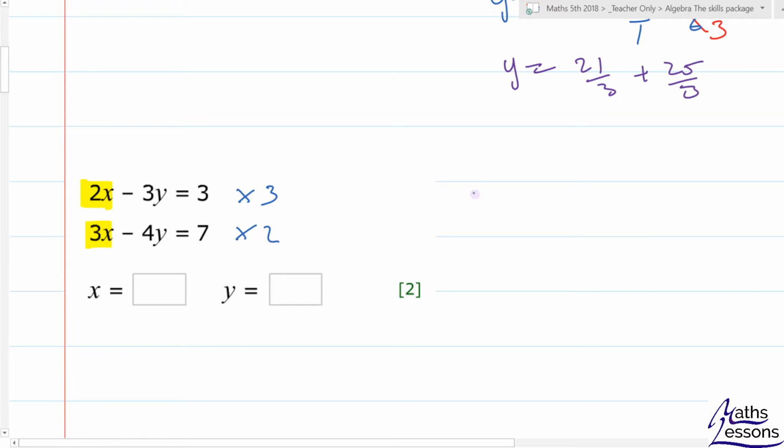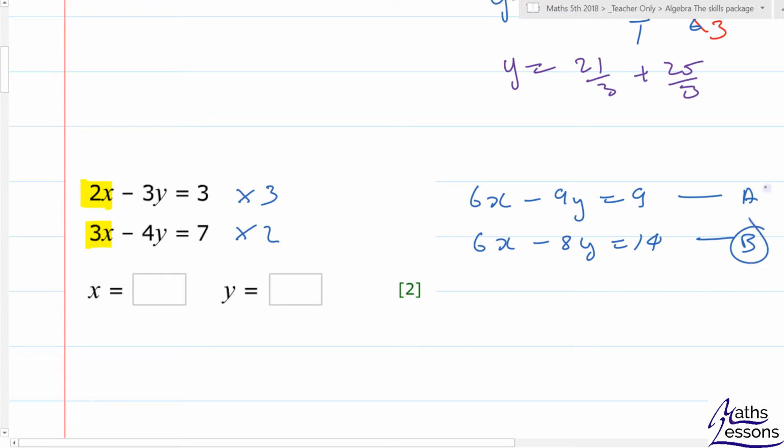So times the top one by 3, I get 6x minus 9y equals 9. Times this by 3, times this by 3, times this by 3. And then we times all that by 2. 6x minus 8y equals 14. And so what do I get? I'm now going to call this equation A and this equation B.